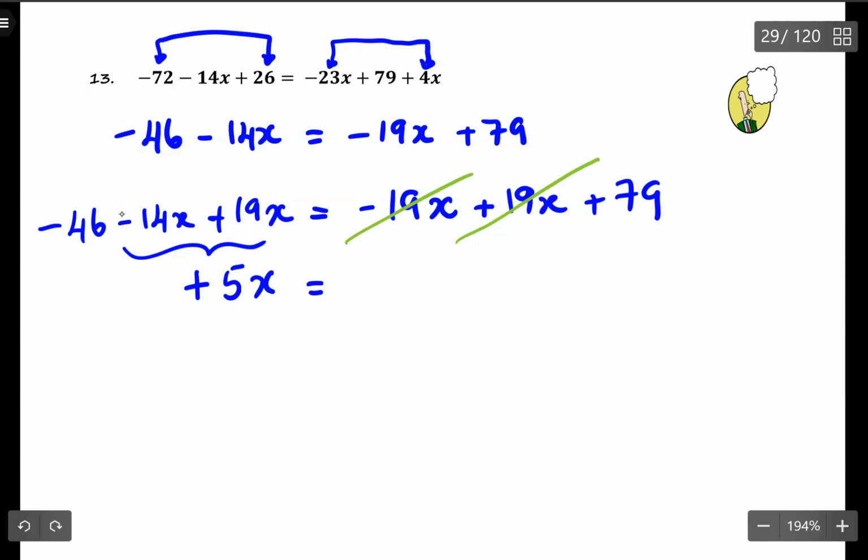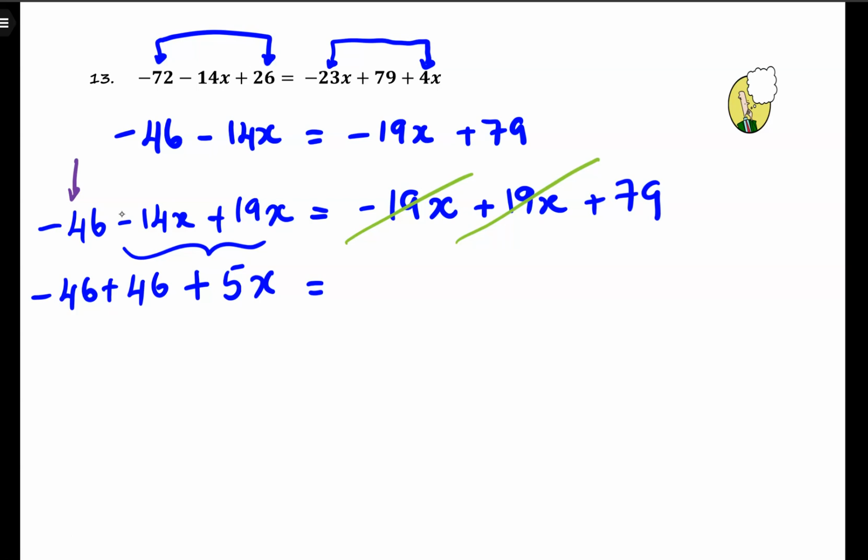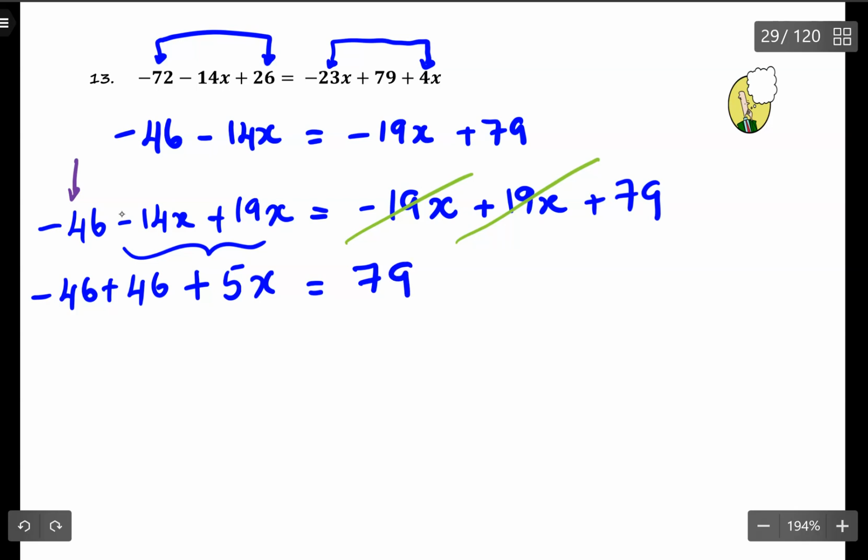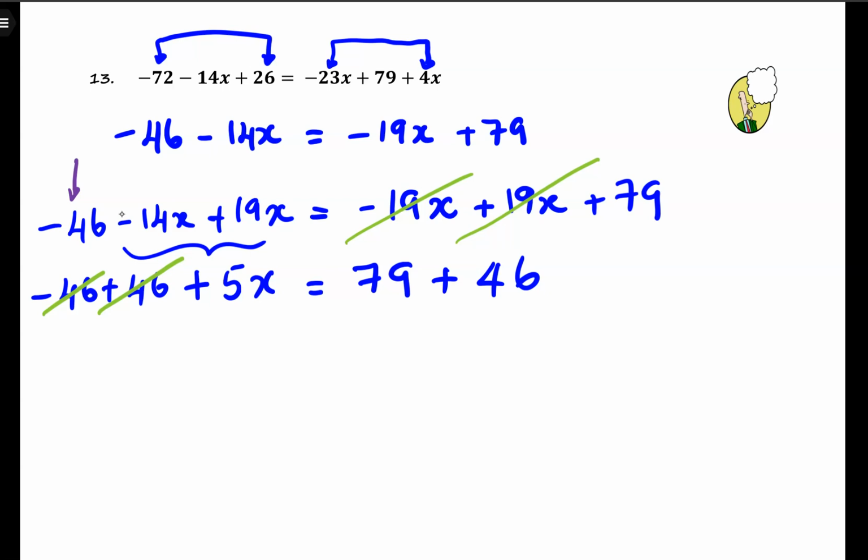Now your next step is the number negative 46. This number right here, you don't want it to stay on this side of the equation. So what you do is add 46 to that. I will do negative 46 and add that with 46. That means I need to do the same thing on the right-hand side of the equation. I'm sorry. So I write positive 79 there, and I add 46. At the same time, I remind myself that I did that step so that I don't have any more numbers without the x on the left-hand side of the equation.